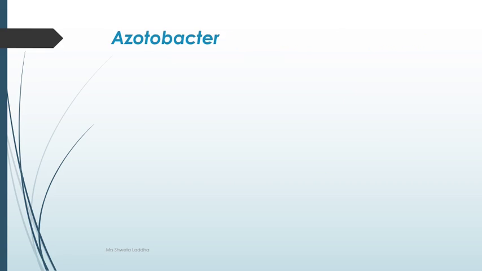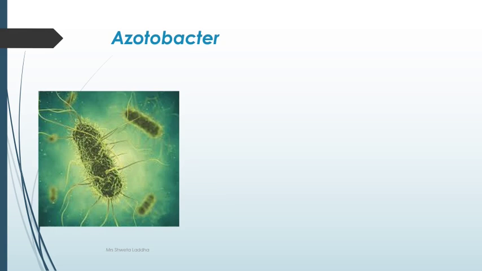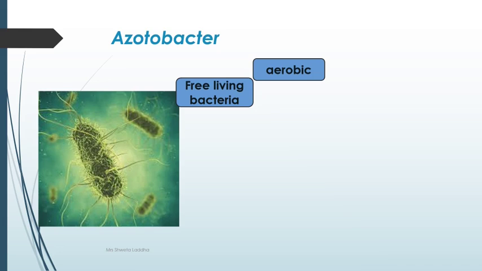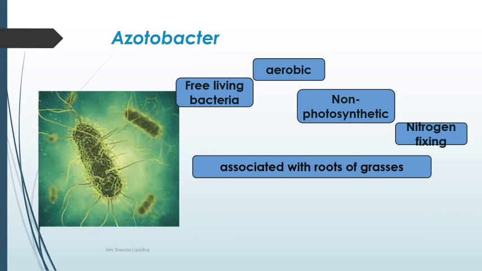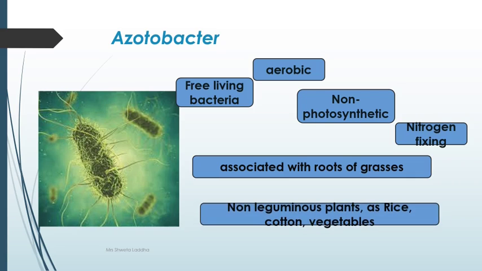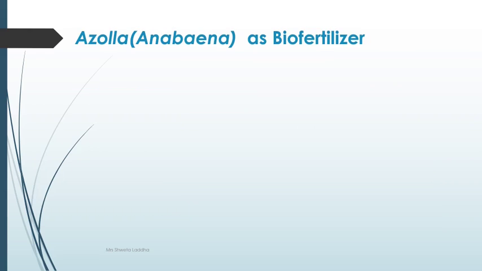The second example we'll see is Acetobacter. It is a rod-shaped, free-living, flagellated, motile, aerobic bacteria, which again needs oxygen for respiration. It is non-photosynthetic. It does not have any pigments to carry out photosynthesis, but it helps in nitrogen fixation, usually associated with roots of non-leguminous plants such as rice, cotton, vegetables, etc. So Acetobacter is a free-living, aerobic, non-photosynthetic, nitrogen-fixing bacteria.